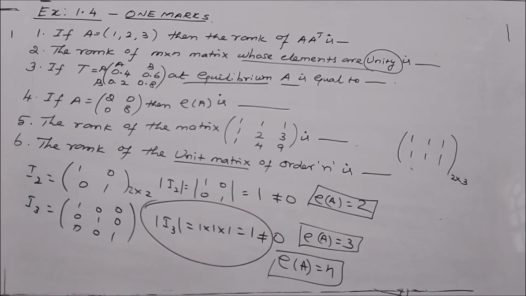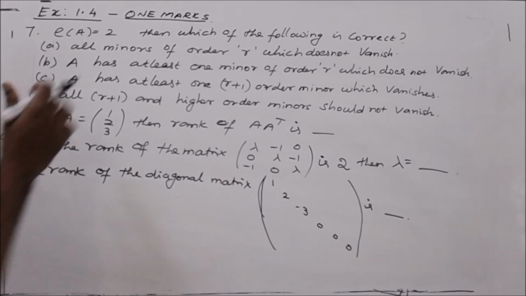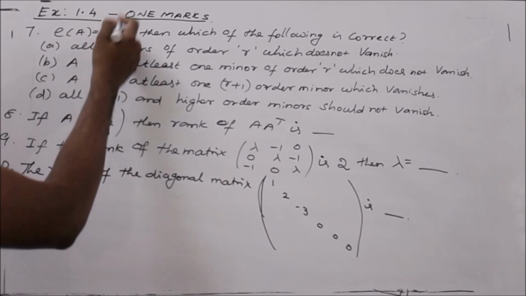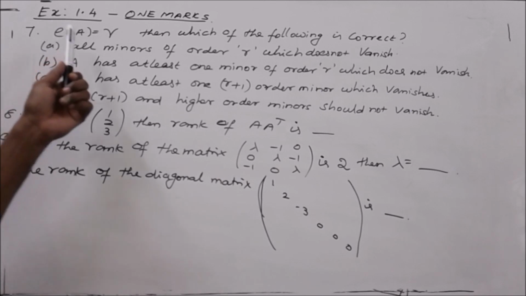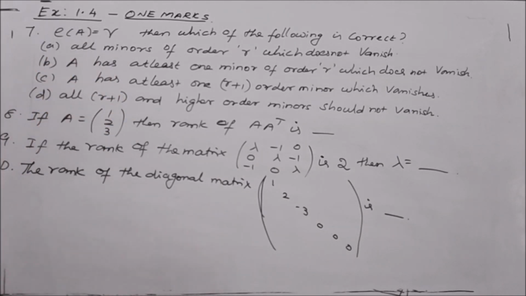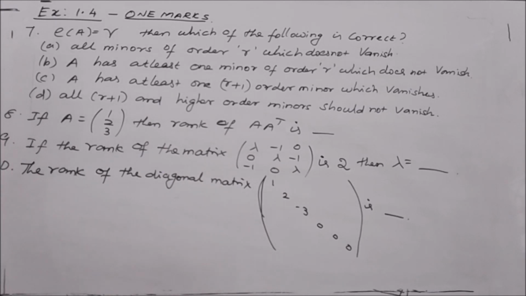We are moving to the next 6 questions. Question number 7. The rank of A is equal to R. Then which of the following is correct? A matrix whose rank is R. In that, which of the following statements is correct?